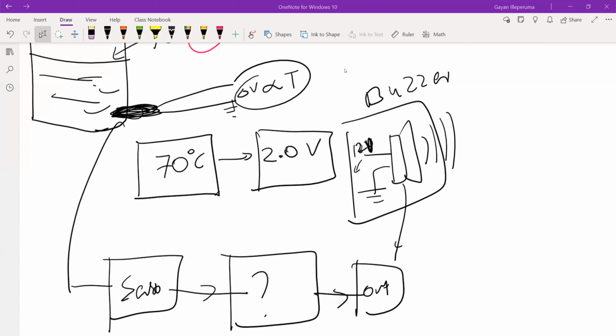If you need, you can add other components there as well. Resistors, capacitors, diodes, so whatever you like you can include.